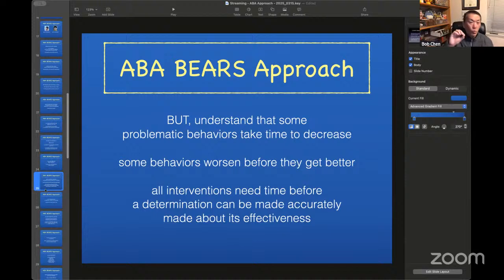Just because you tried it one time and it worked or didn't work doesn't make it an effective or ineffective intervention. What you have to do is apply it consistently over a period of time, and then you can take a look at what happened. Is the behavior better or worse than when we started this intervention? Okay.